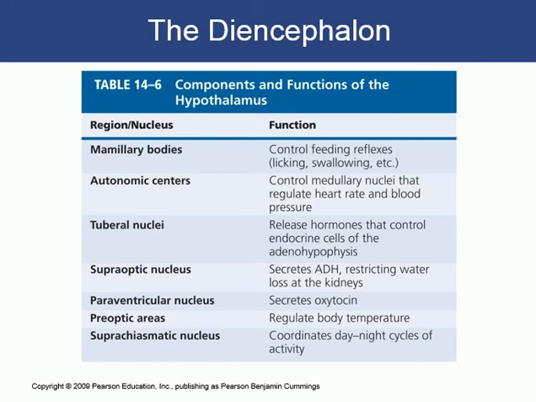Mammillary body, feeding. Autonomic center, control the medulla. Supraoptic, ADH. Paraventricular, oxytocin. Preoptic, regulation of body temperature. Suprachiasmatic, day and night cycle. Do we need to know all the functions? Yes. What I'm saying right now. One word. Mammillary body, feeding. Autonomic center, medullary nuclei. Supraoptic, ADH. That's what you need to remember. Paraventricular, oxytocin. Preoptic, body temperature. Suprachiasmatic, day and night cycle.